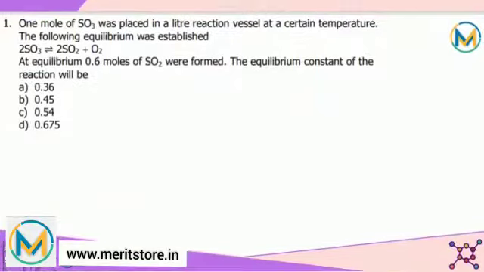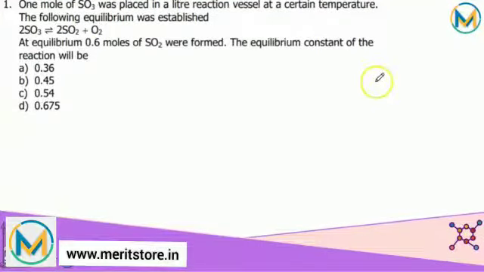First question. 1 mole of SO3 was placed in a 1 liter reaction vessel at a certain temperature. The following equilibrium was established: 2 SO3 is in equilibrium with 2 SO2 and O2. At equilibrium, 0.6 moles of SO2 were formed. The equilibrium constant of the reaction will be.